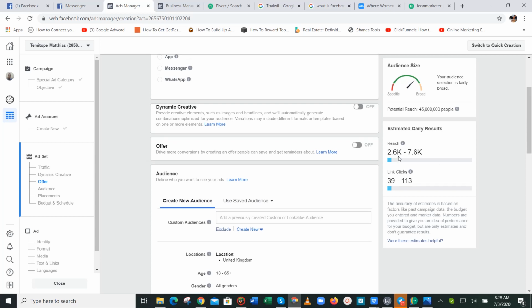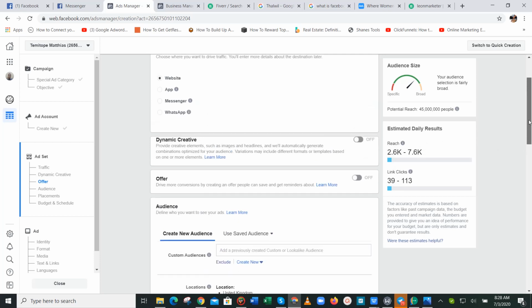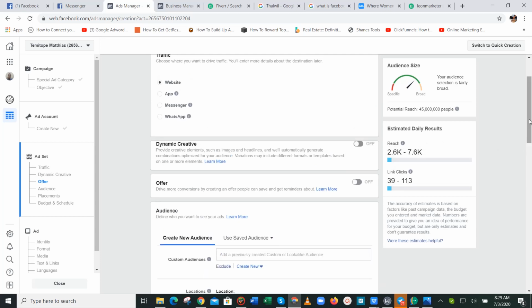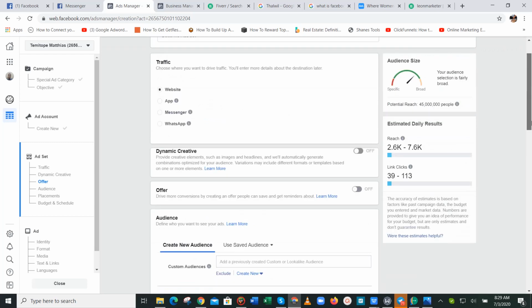The reach is 2.6k. That is the number of people it will reach per day, 2.6 thousand to 7.6 thousand people per day. So you can see that it is a very, very effective way of marketing to people.